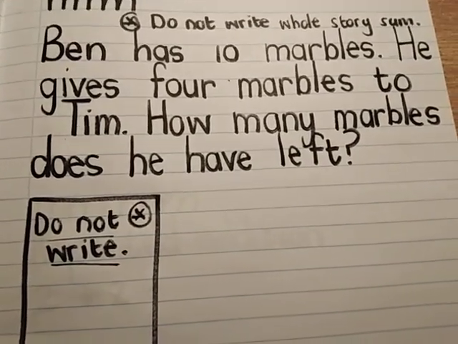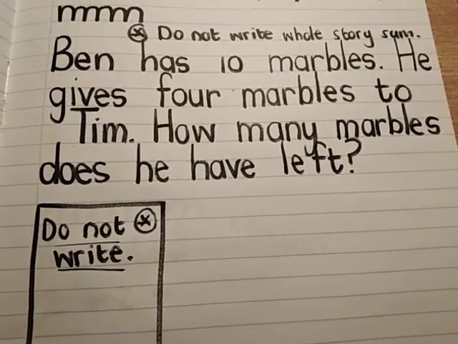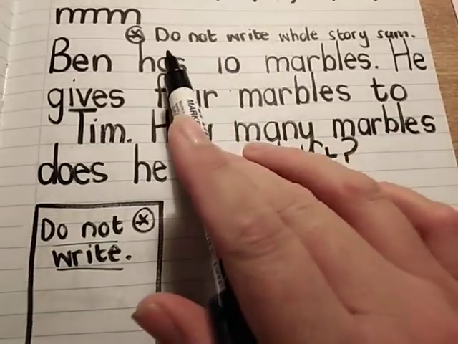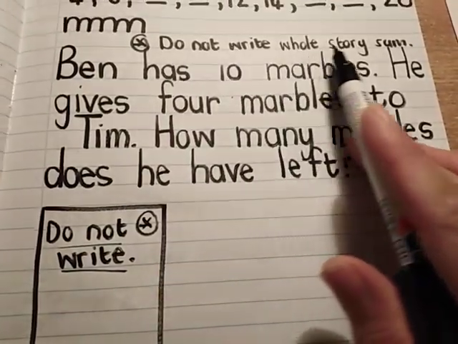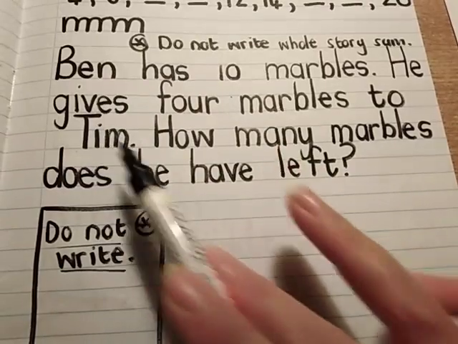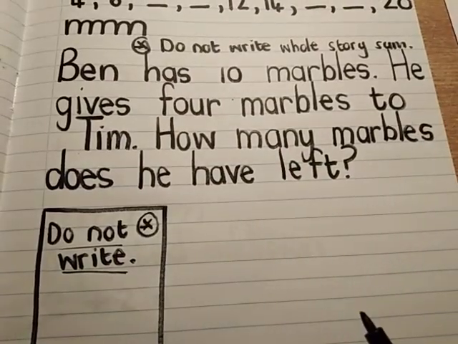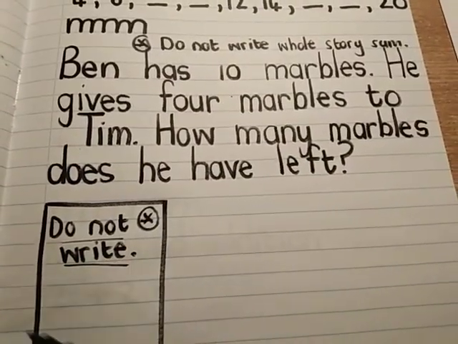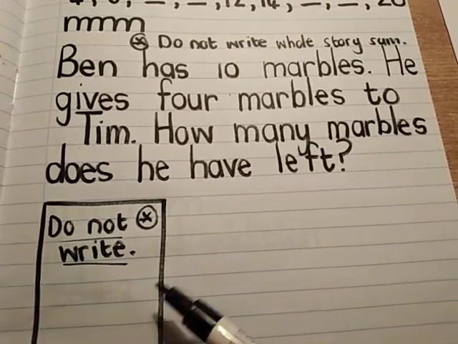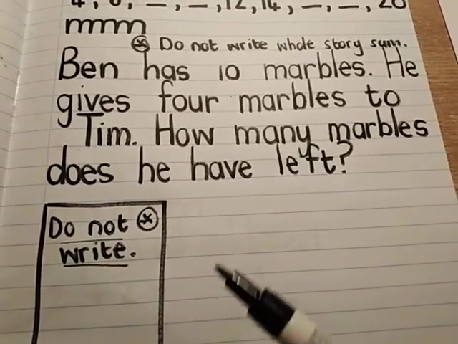Next up, we have our story sum. So now, I've just made a little note here to show you that you must not write this whole story sum. Don't write all of these words and sentences. And also, this is the part where I'm going to write. You shouldn't write there. So let's get started.